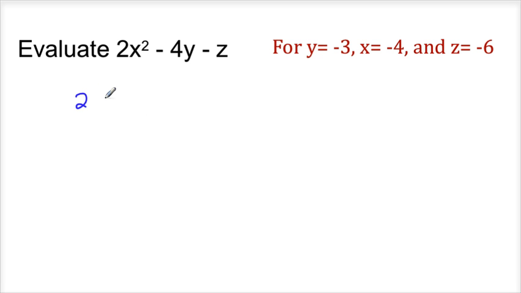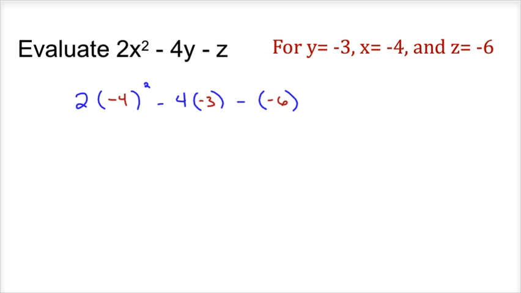So I'm going to say 2 times x squared minus 4 times y minus z. Now all I did was just open up a set of parentheses for each one. Go back and plug in. My x is negative 4, my y is negative 3, and my z is negative 6.